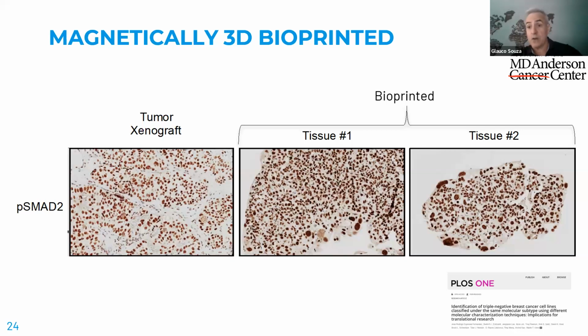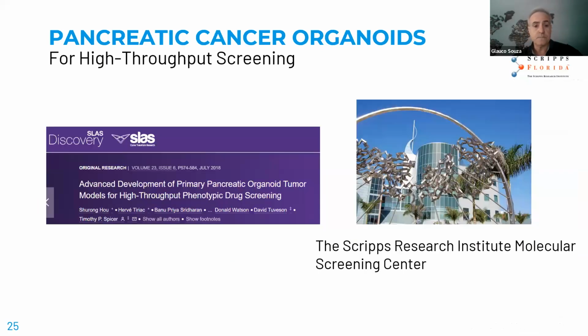In this paper, we also did the gene expression profile of the 3D culture. We compared the 3D culture to the mouse, and it was the same. It was a 95% correlation.